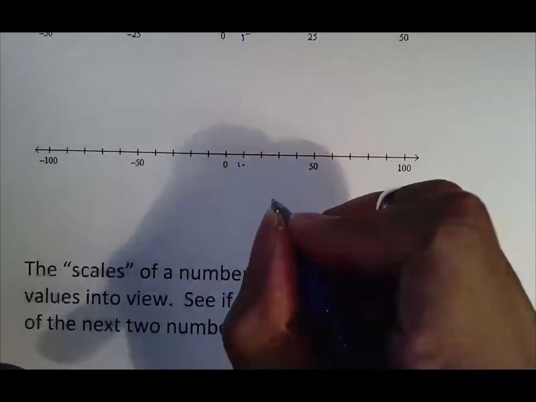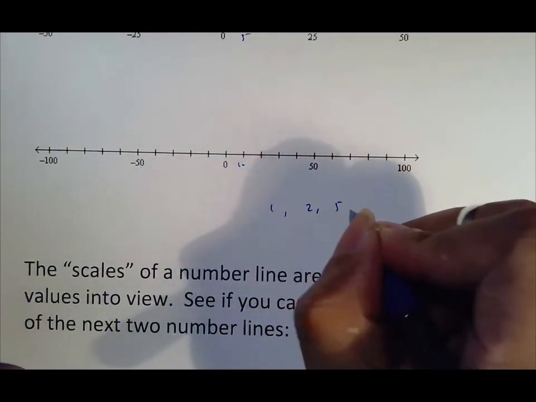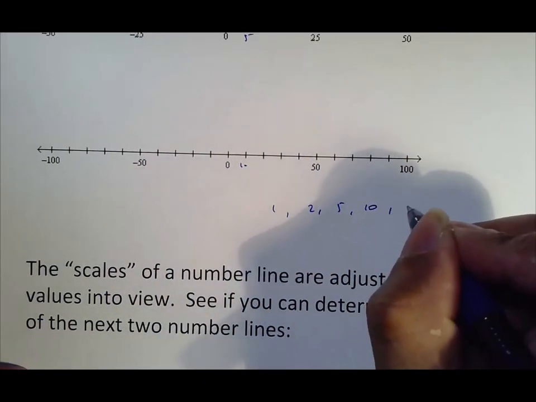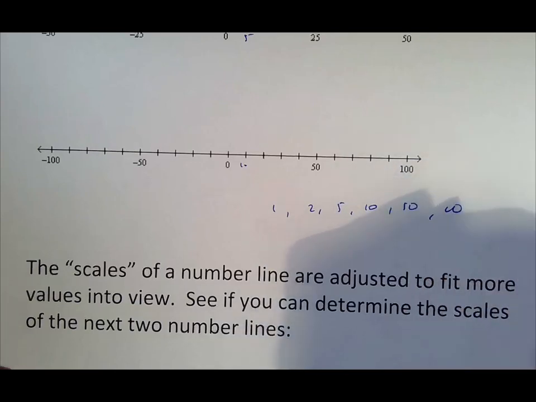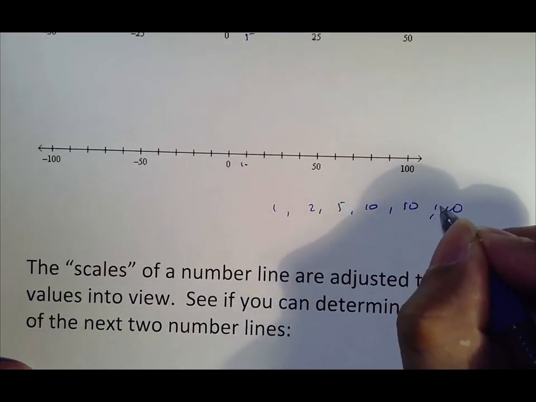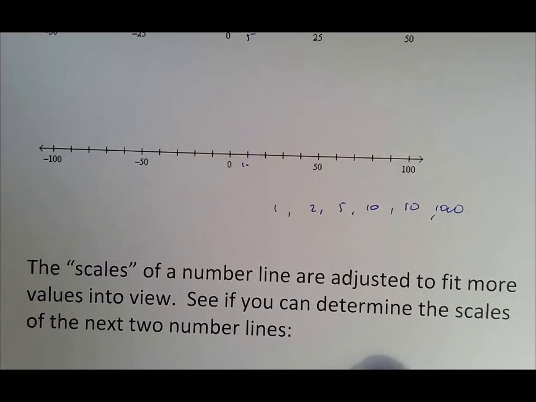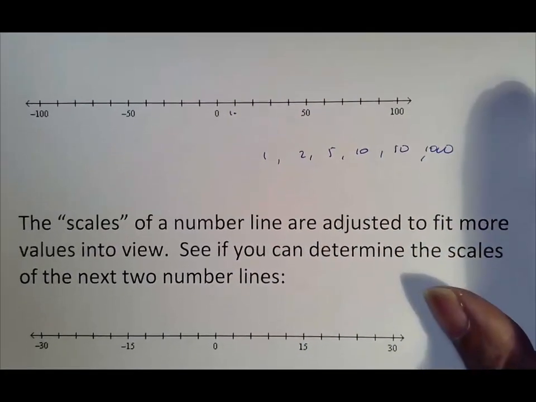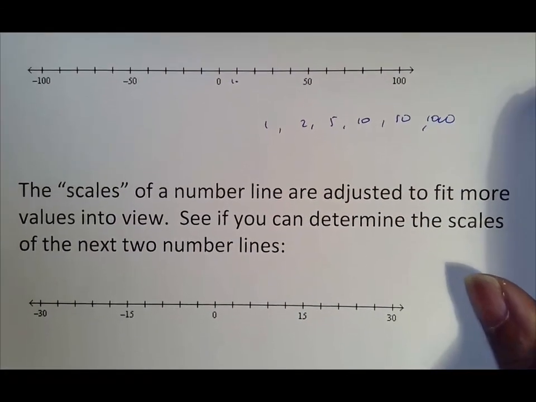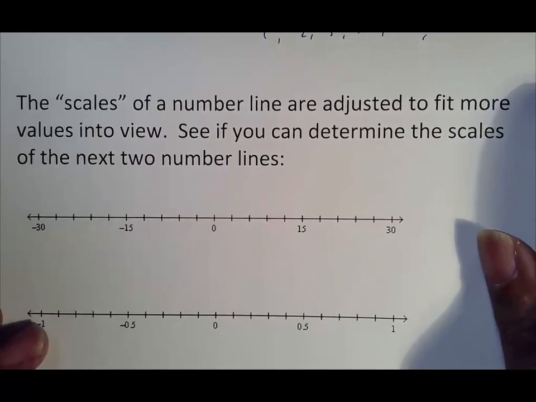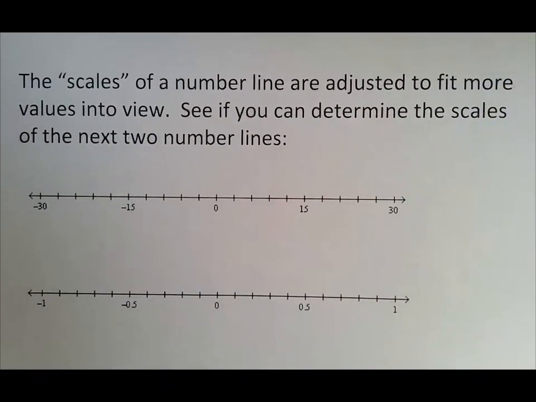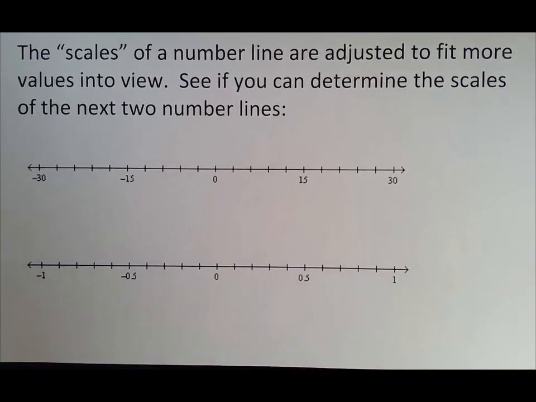Usually you are going to count by 1s or 2s or 5s or 10s. Sometimes you get up to 50s. Sometimes you get up to 100s. It just depends on what your graph is. But those are the usual numbers that you count by. You won't usually see anything counting by 3s or 7s or 9s. But the scales of a number line are adjusted to fit more values into view. See if you can determine the scales on the next two number lines. So pause the video just for a second, see if you can figure it out, and let's go from there.